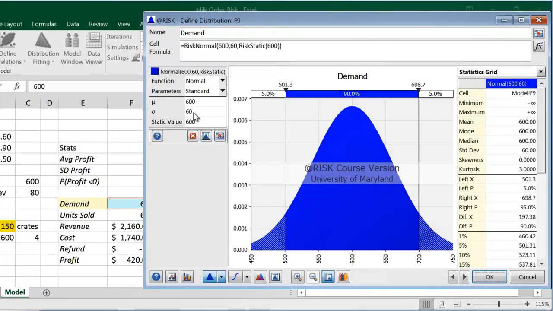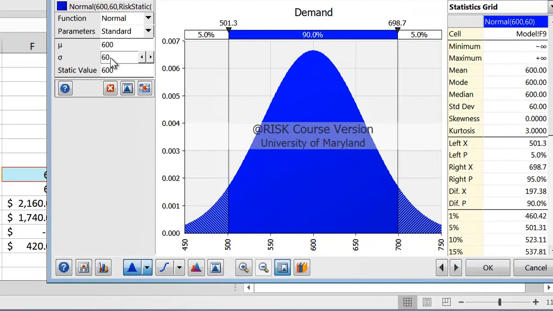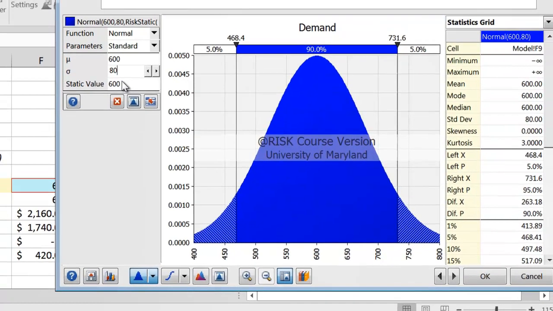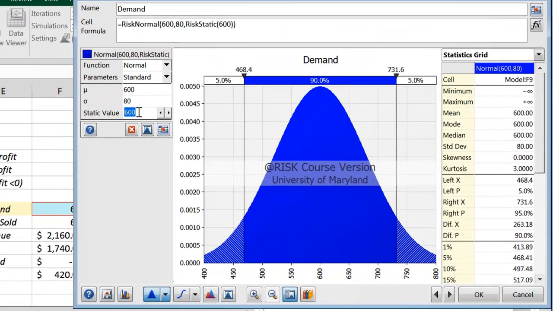And here it tells me what are the inputs or the parameters for that distribution. So yes, the mean is 600, that's correct. Here I need to update that, that should be 80. And the static value, if I want to give it a value, that's okay. I'm not going to update that. It picks demand as the name, that's perfect. So I'm done in that sense, so I say okay.